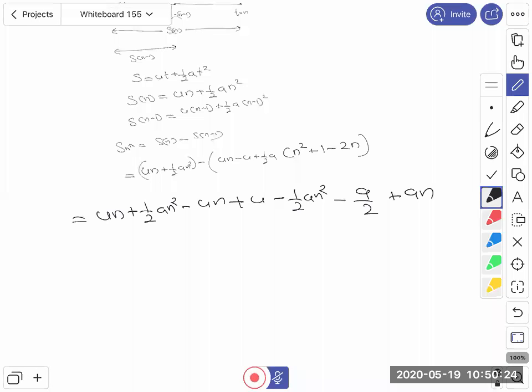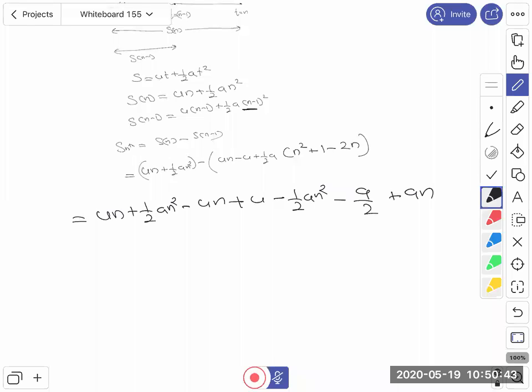Sir, what have you done in that n square plus 1 minus 2n? n minus 1 the whole square. No, n minus 1 the whole square. Okay, okay. Then we opened the bracket. Okay? Did you understand the step? Yes, sir.